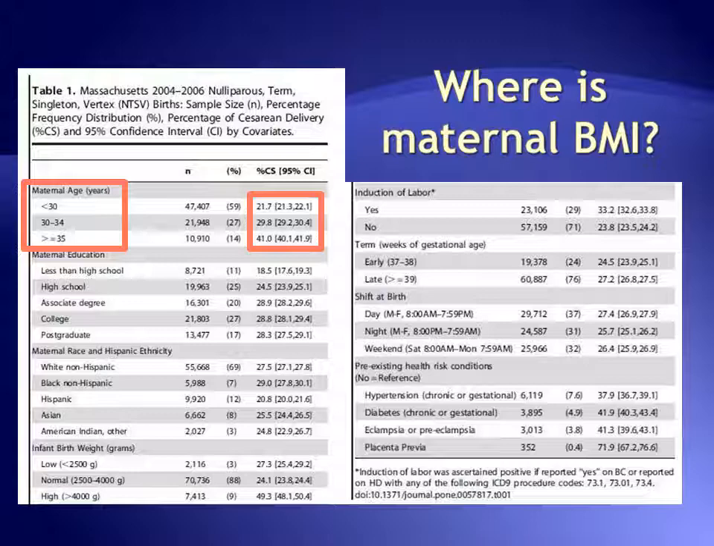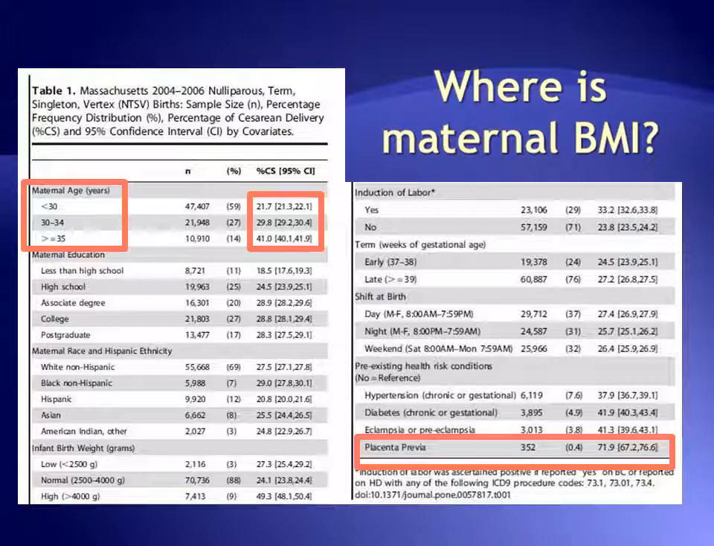What I do see in Table 1 is the significant effect that maternal age had on the rate of cesarean birth. The NTSV patients over the age of 35 in this study had a 41% cesarean birth rate as compared to 21.7% for the NTSV patients under 30. I also see in Table 1 some peculiar findings. The authors included maternal education and shift at birth as risk factors, but omitted the much more significant maternal BMI.